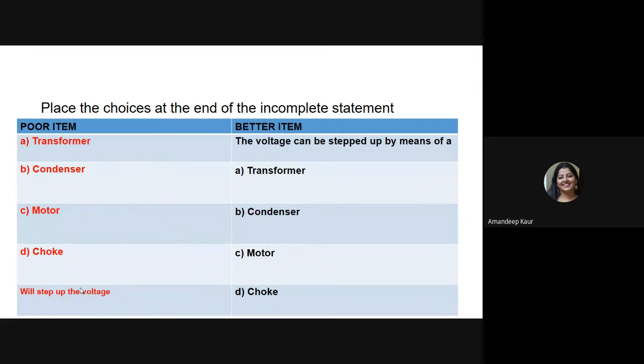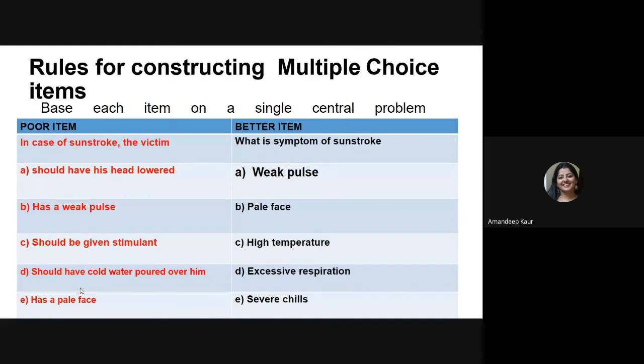Place the choices at the end of the incomplete statement. So rather than giving the first word for the candidate to fill in, the incomplete statement needs to be at the end of the stem given by the teacher. For example, "Transformer, condenser, motor, choke will step up voltage." So the stem must always be at the top of the question, and after that the statements or options need to be given to the candidate.